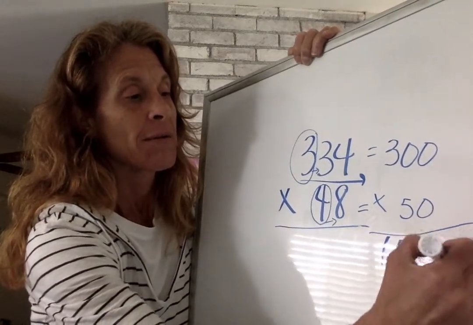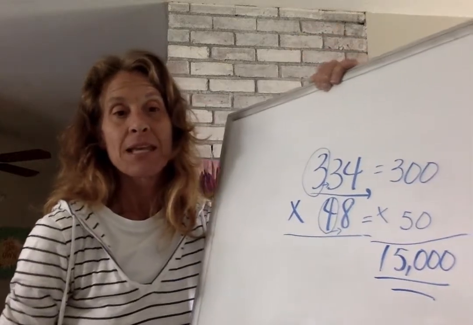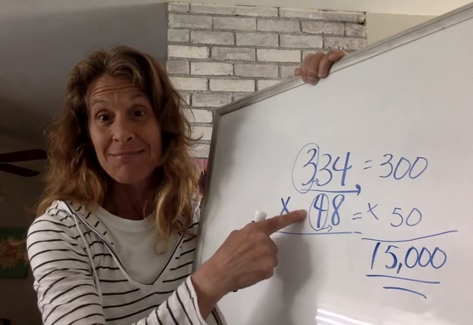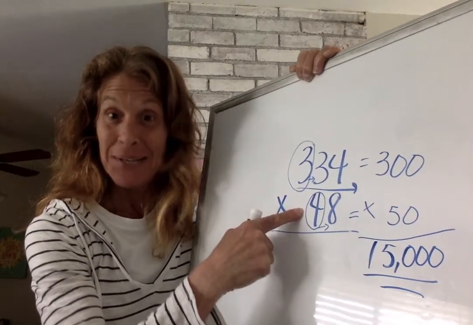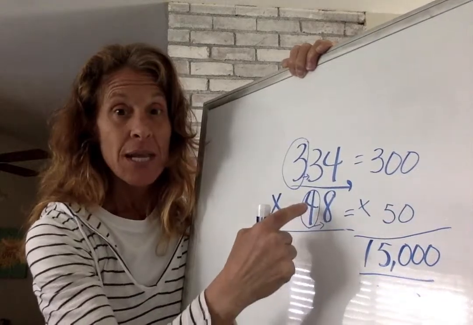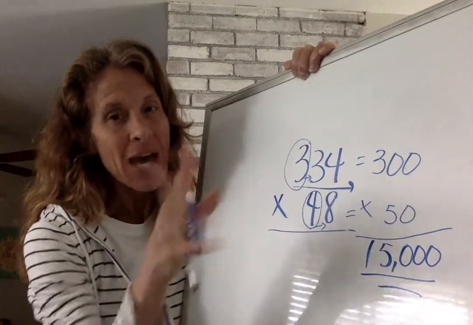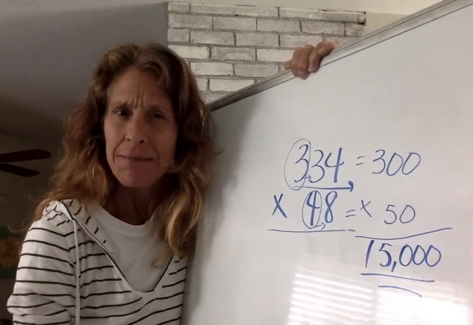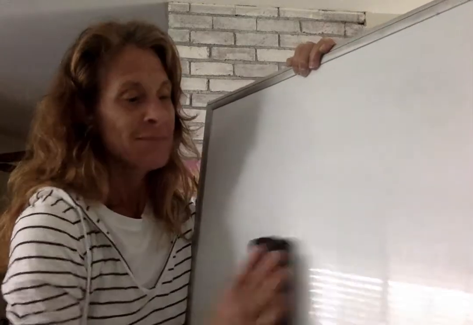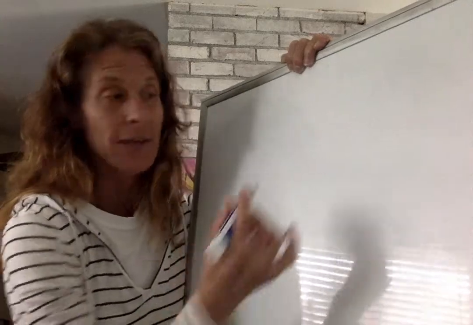The answer is 15,000. We didn't even do any of the math. Pretty cool, huh? We rounded these two numbers and we estimated that this is about 15,000, give or take. Okay, so let's do the next one. Number 9 says 82 times 47.